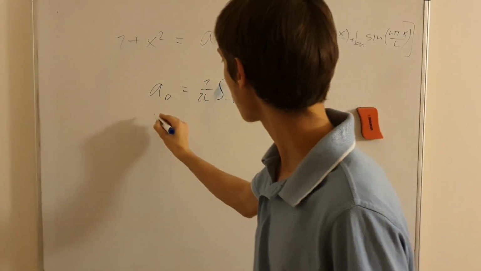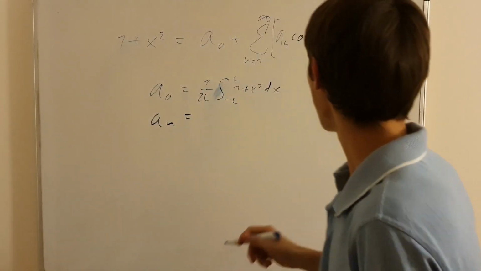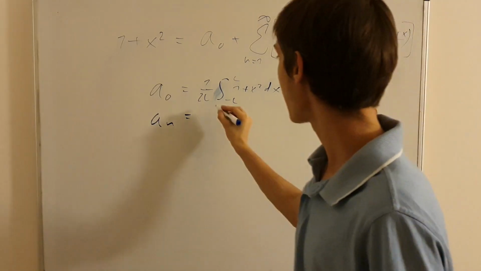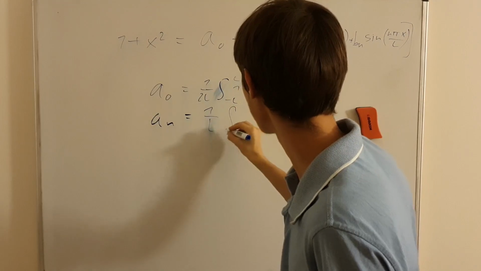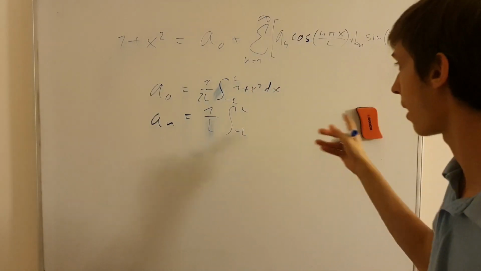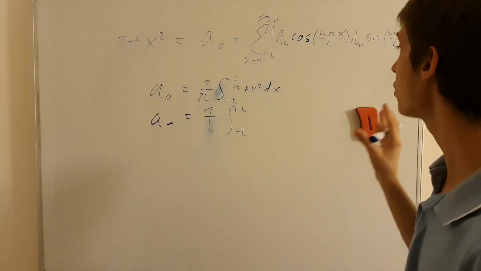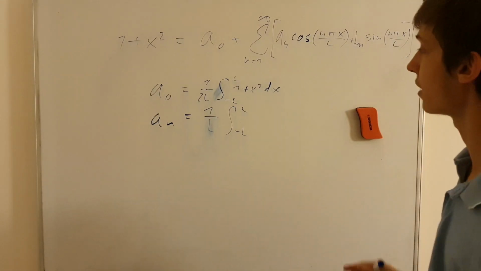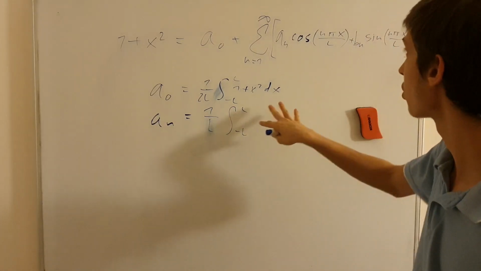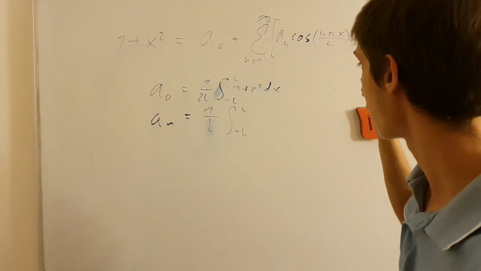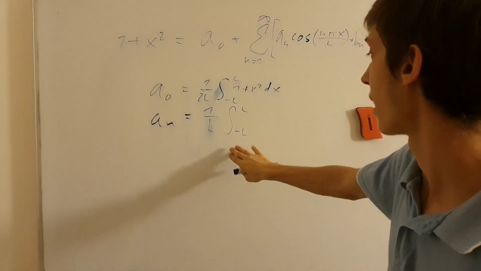So a0 is as follows. Then we have an. And what is an expressed as? Well, an is 1 over L times the integral from minus L to L, so the same integral bounds. But the argument will be a little more complicated. So again, 1 over 2L was here, but an is just 1 over L. And there's no need to do an over 2. No. It's just 1 over L times the integral from minus L to L.